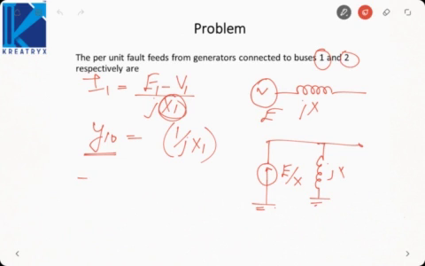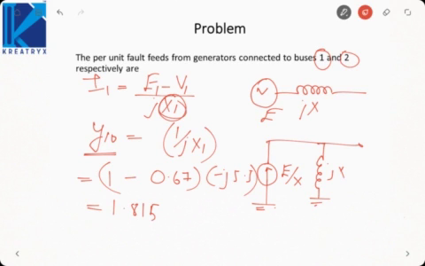So now E1 will be 1 angle 0, V1 was 0.67. 1 by jX1 is minus j5.5. That is 0.33 into 5.5. It will come out to be 1.815 angle minus 90 degree PU.